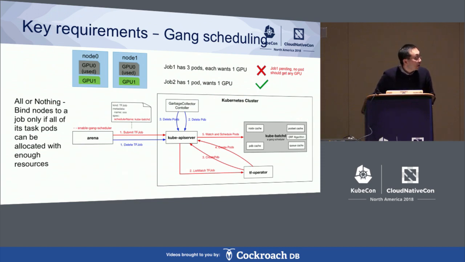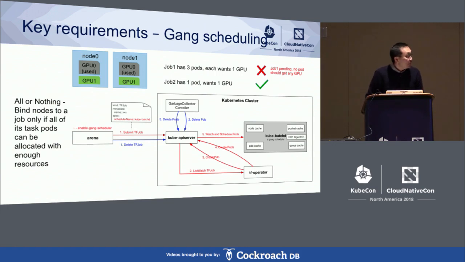We still have some interesting GPU scenarios from our clients. Another one is about gang scheduling. I think most of us already have some knowledge about gang scheduling, but basically it schedules your pods with a policy. We call it all or nothing. That means we just bind your node to a job only if all the subtasks of this job can get enough resources.